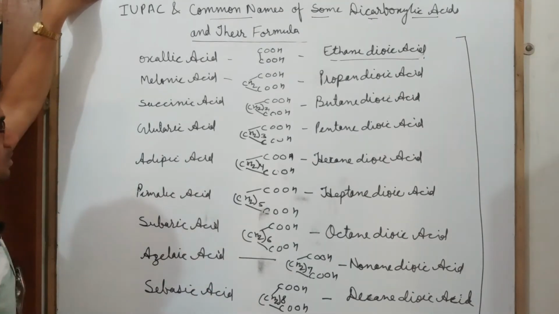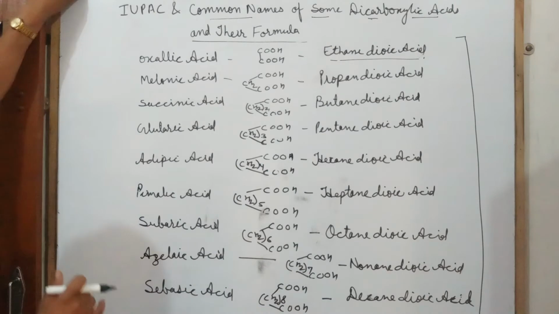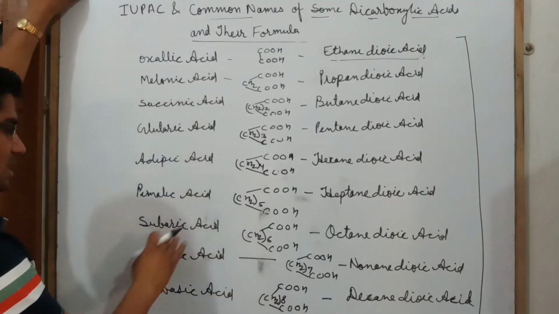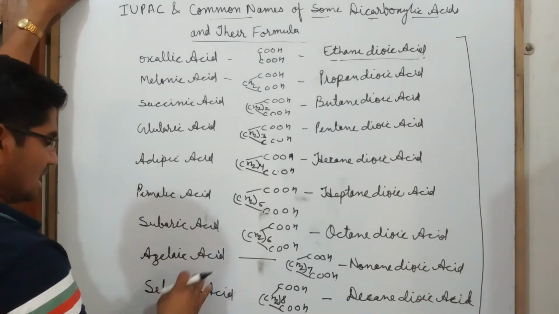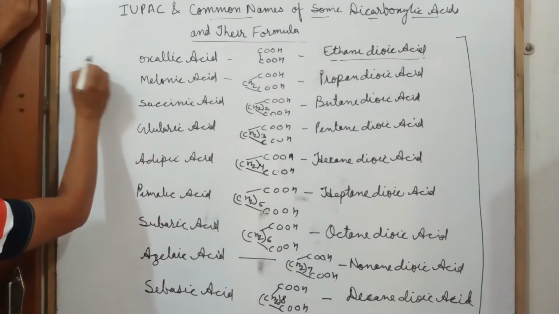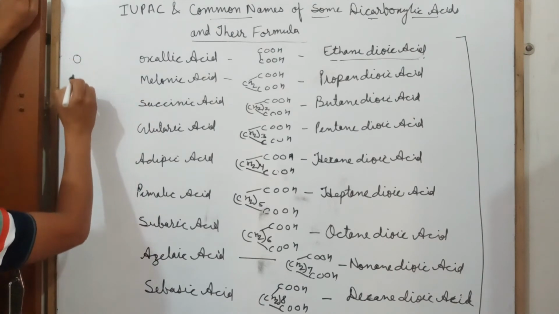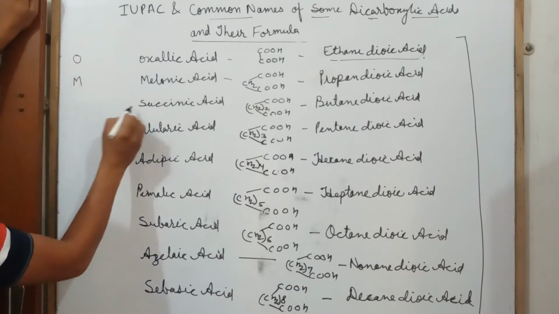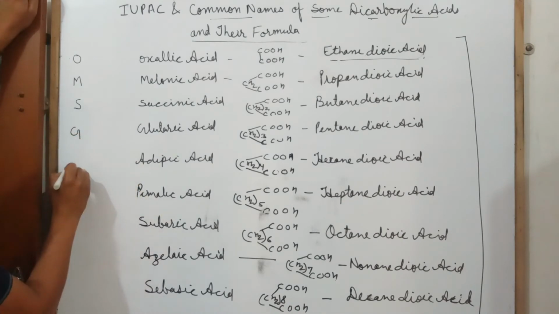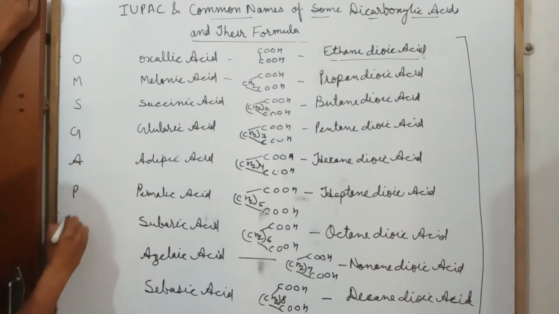Okay, so first of all, we have to learn these: oxalic, malonic, succinic, glutaric, adipic, pimelic, suberic, azelaic and sebacic acid. Here I am writing O for oxalic acid, M for malonic acid, S for succinic acid, G for glutaric acid. Likewise, A for adipic, P for pimelic, S for suberic, A for azelaic, and S for sebacic acid.